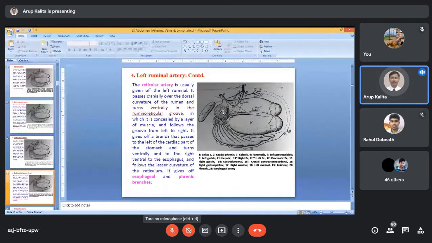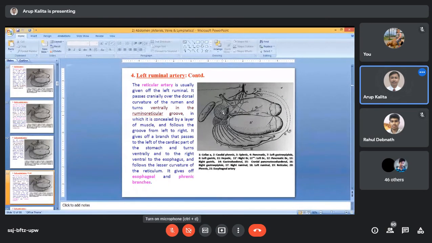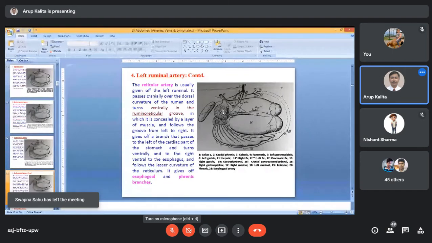Okay? So the reticular artery, where does it arise from? Left ruminal artery. So the reticular artery arises from the left ruminal.